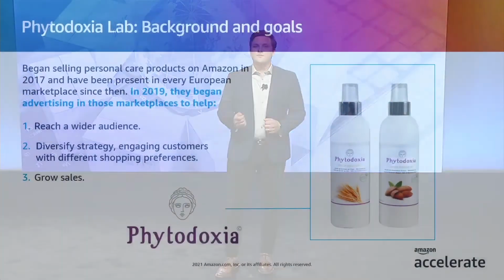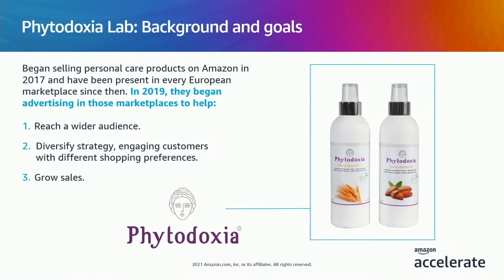Now, let's see the approach that Phytodoxia Lab takes with their advertising campaigns. First, some background on the brand. They're a micro enterprise selling personal care products with the private label Phytodoxia, and they started selling on Amazon in April of 2017. Their first listings included 2 products, a Hypericum and Echinacea oil and a Hypericum and Echinacea floral water. Later in 2019, they expanded their catalog and also started advertising their best-selling products.